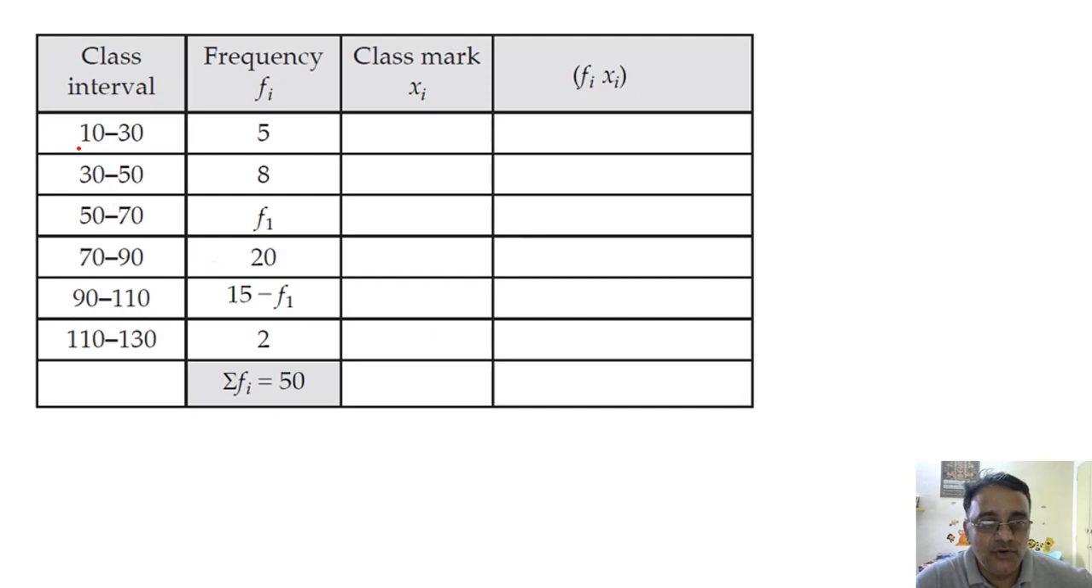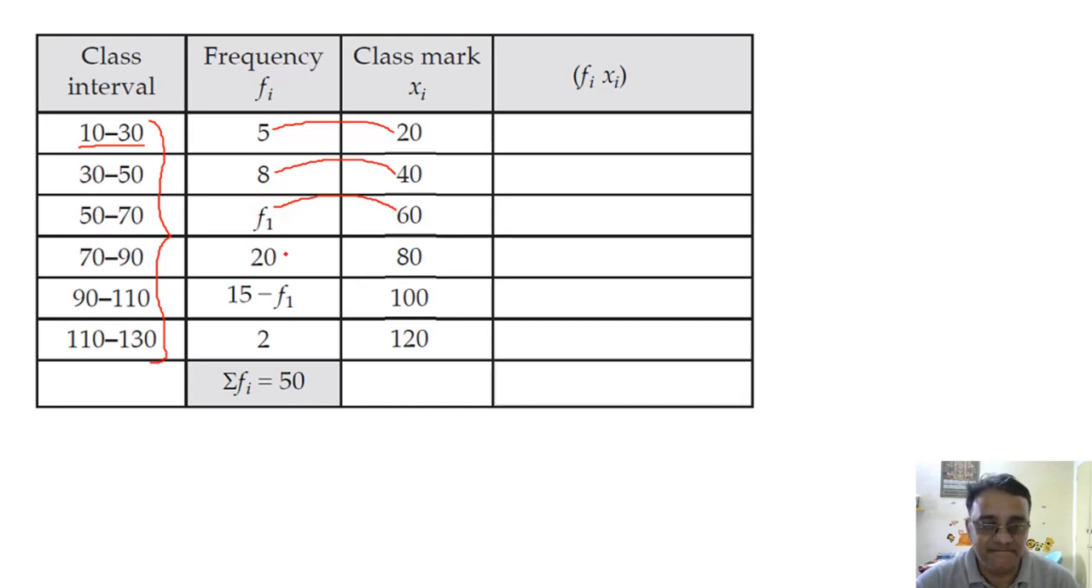Okay, so what is the first class mark? 20. And the class size of all the classes are same. सो 20, 20 ऐड करते जाओ. 20, then 40, 60, 80, 100, 120. Right, now f into x. Now multiplying these two numbers is very easy. What you will get? 5 into 20, 100. 8 into 40, 320. Okay, f1 into 60, 60 f1.